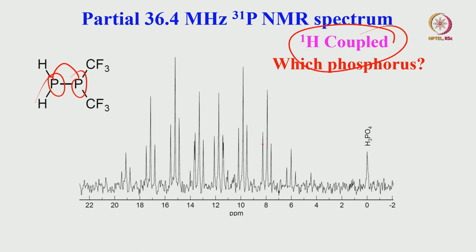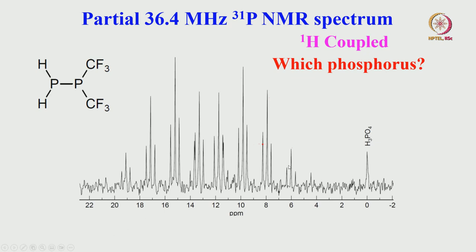One bond PP coupling is there. And then we have two bond HP coupling is there. In addition to that, we have one-two bond PF coupling is also there. If you come to this phosphorus, one bond HP coupling is there, one bond PP coupling is there, and one-two-three bond PF coupling is there. Each of these fluorine can experience different couplings.